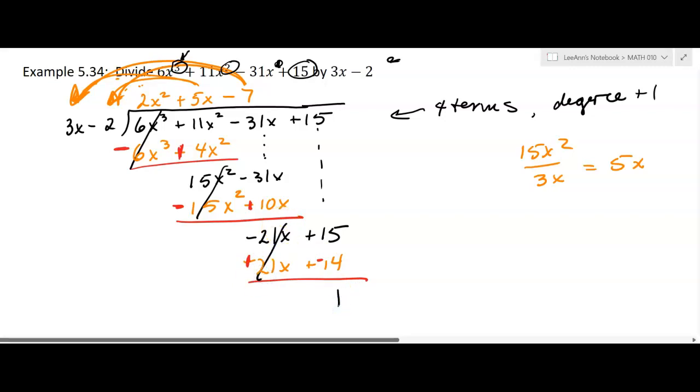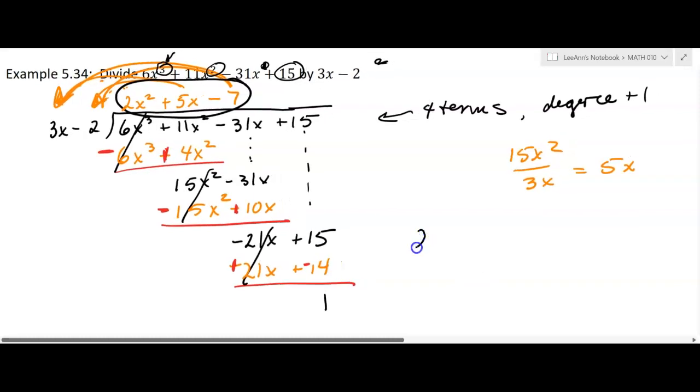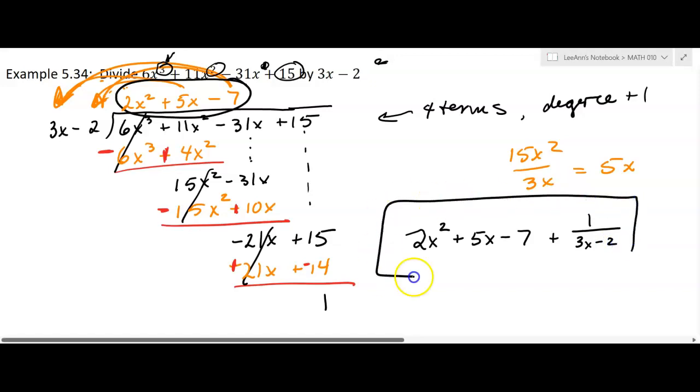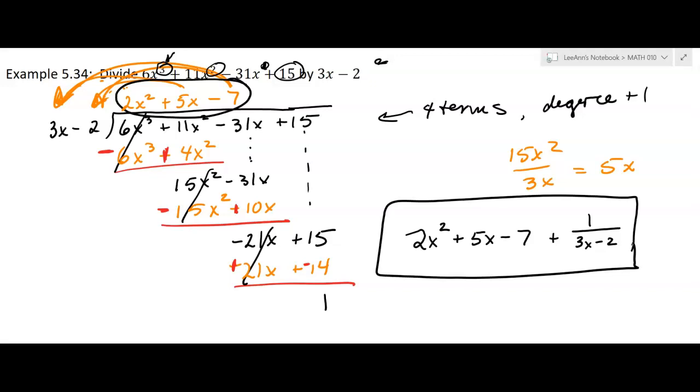Okay, so how are we going to write the answer? What is the answer? The answer is right here. That's the quotient. So 2x squared plus 5x minus 7. And then I'm going to put plus 1 over the divisor. Okay, so you do about 3 of these and you're going to say, I got the process. So just take your time and be careful with your signs, and it should all work out.